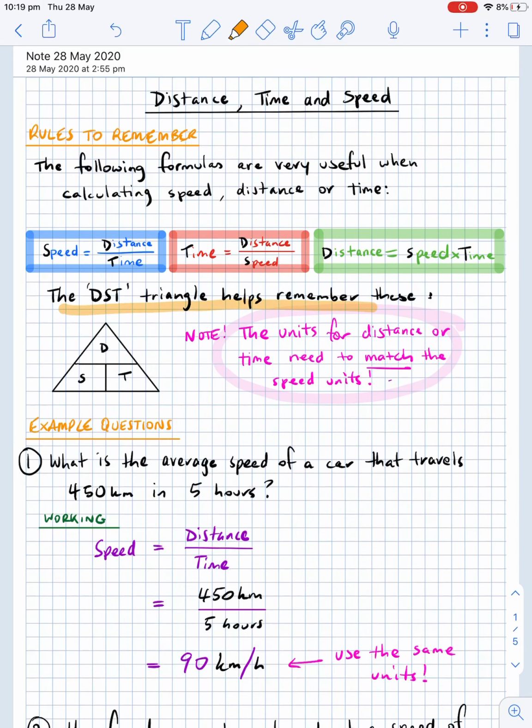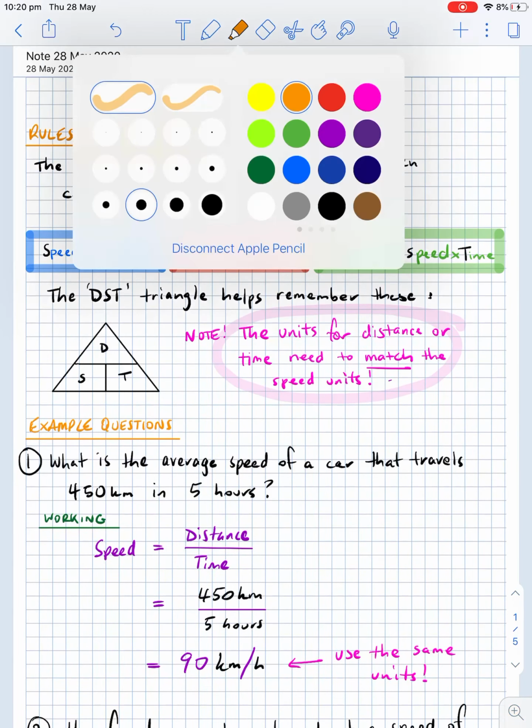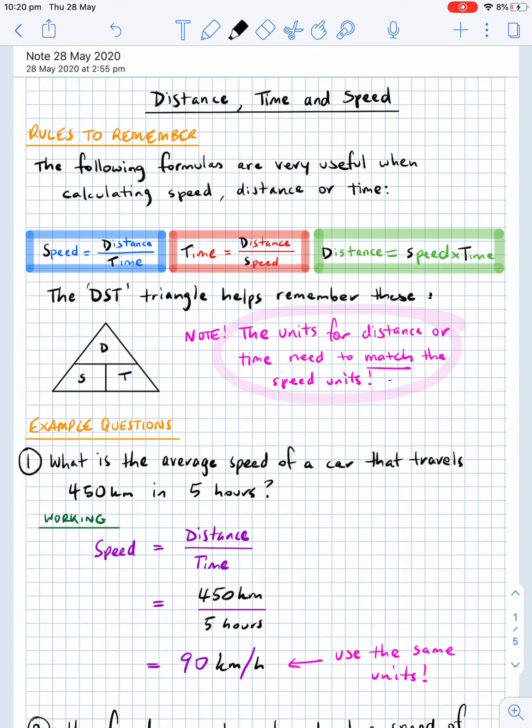Now the DST triangle actually helps you remember these formulas nice and easy. The idea is you make a triangle, D up the top, S on the left and T on the right, for DST. And you can pretty much cover up what you're trying to find. So say if we're trying to find distance, I'll cover that one up, and distance is equal to speed next to time. Next to, remember, means multiplication. So speed multiplied by time.